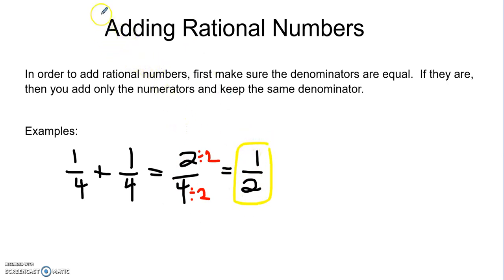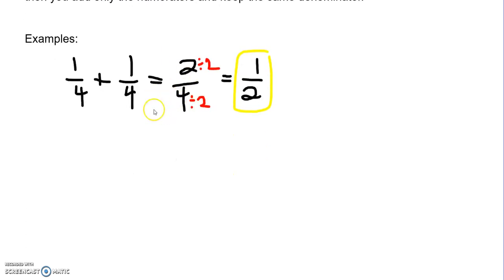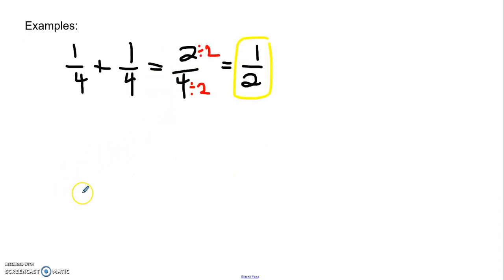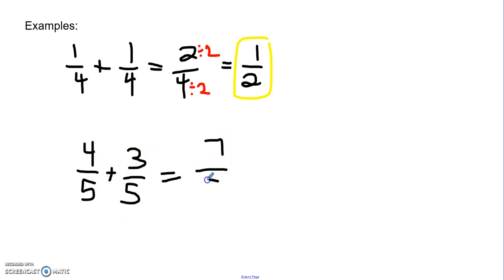Let me give you one more example of adding rational numbers. Let's do 4 over 5 plus 3 over 5. Again, we first check if the denominators are equal, and they are. They're both 5. So now we add just the numerators. 4 plus 3 is 7 over 5. This is called an improper fraction because the numerator is bigger than the denominator. So we can convert this into a mixed number, and that would be 1 and 2/5.